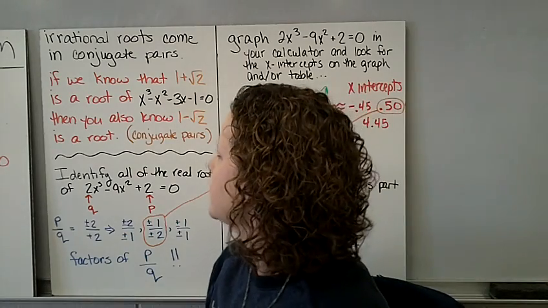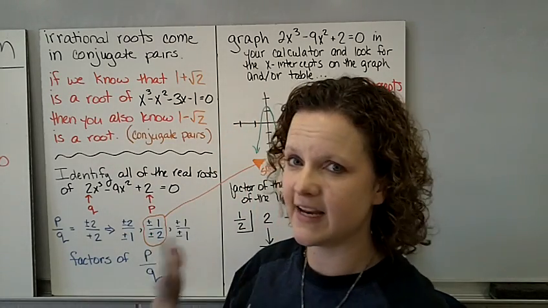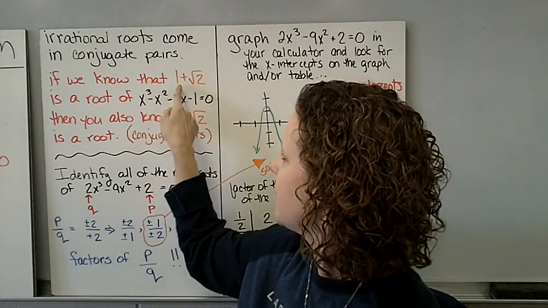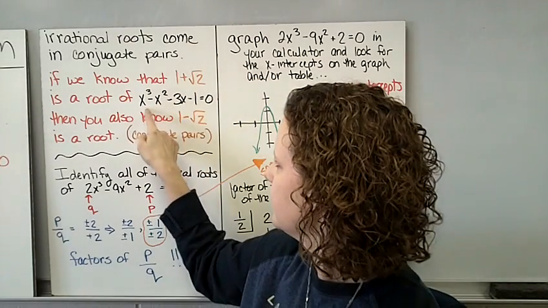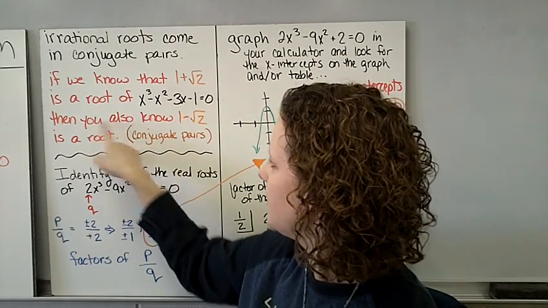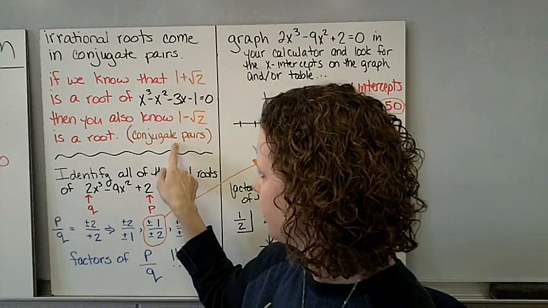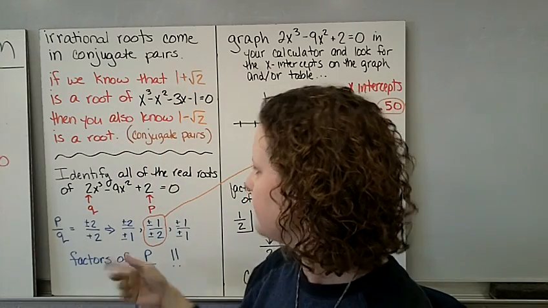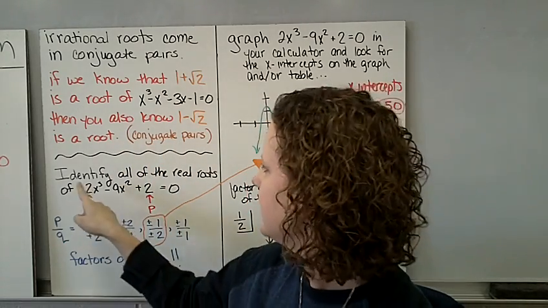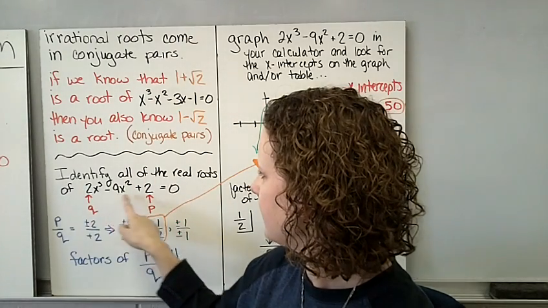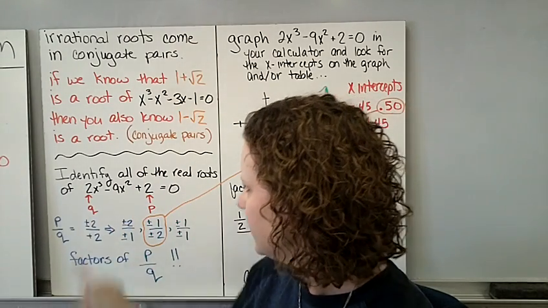Irrational roots come in conjugate pairs. Again, just to state it again with real numbers, if we know that 1 plus the square root is a root of, say, that polynomial, then you also know 1 minus the square root is a root. It's a conjugate pair. For example, a very basic first example: identify all the real roots of that polynomial.